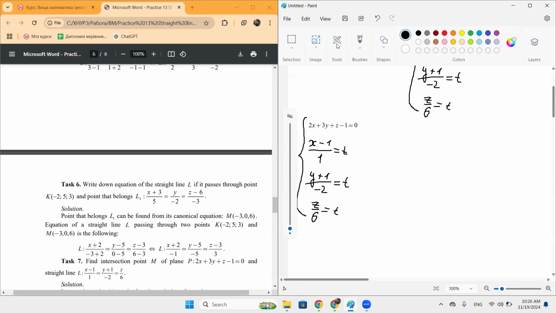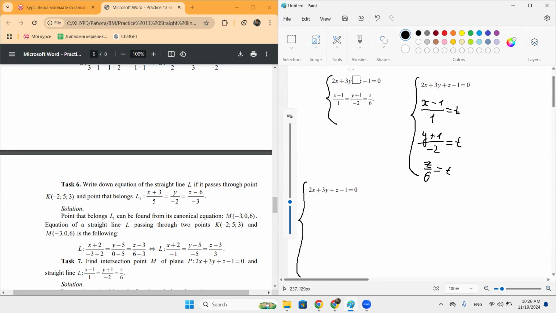So, yeah, let me erase it. So x equals t plus 1.